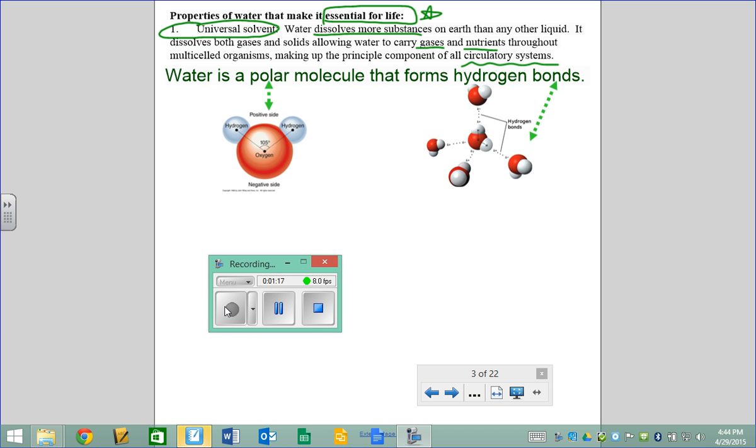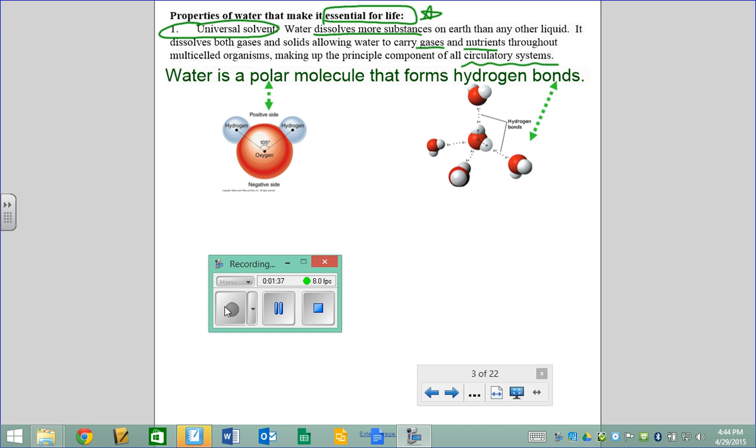So any sort of multicellular organism has some type of circulatory system. It could be like what we have, where we have a heart and blood vessels. Other organisms have different types of circulatory systems, but organisms all have one. There is some method for transporting materials from one cell to the next.